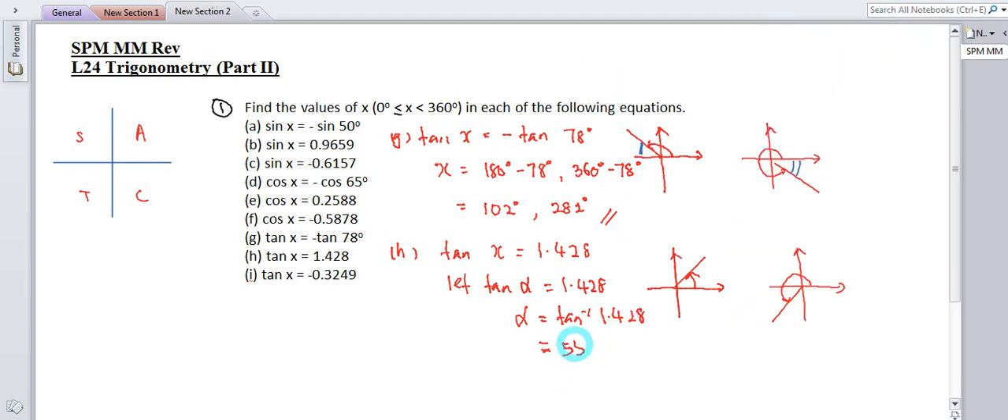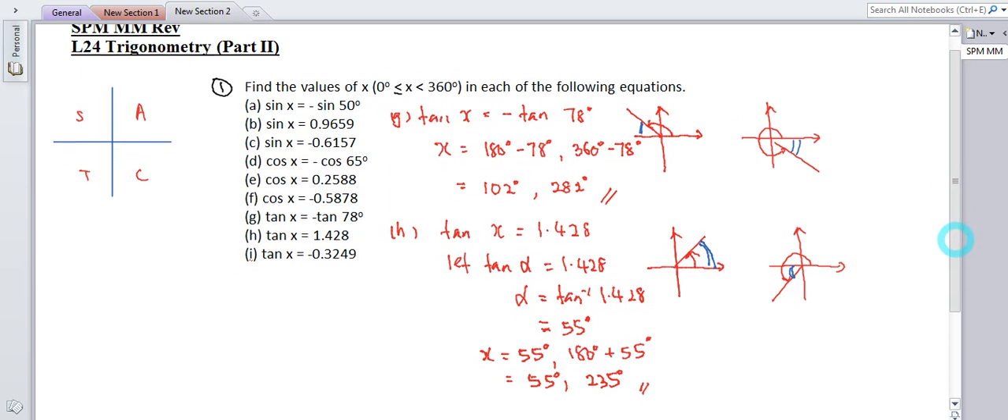So reference angle is 55 degree. So the 55 degree is actually over here or here, these two. Okay, then we know that x is actually 55 degree or 180 degree plus 55 degree. So the answer will be 55 degree or 235 degree. Okay, let's go to the last one.